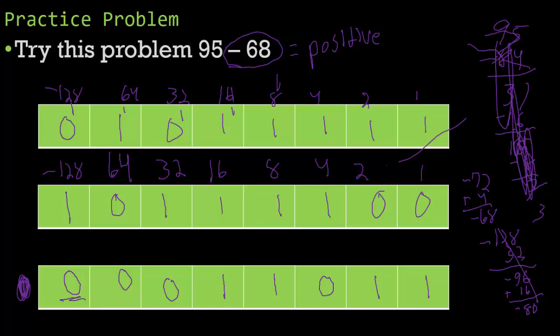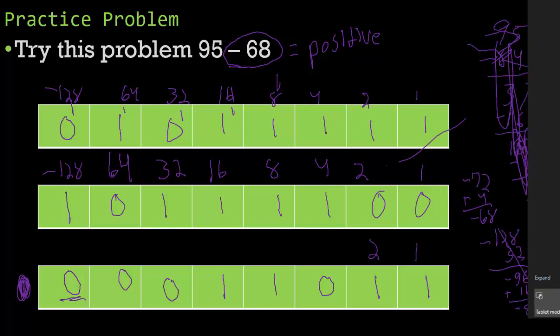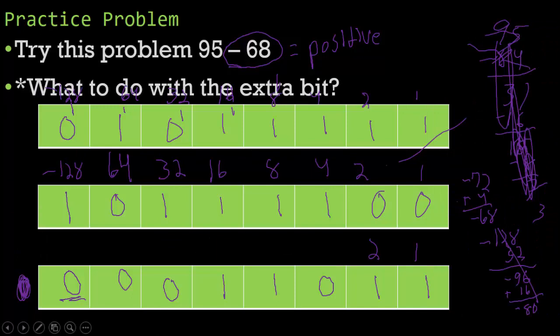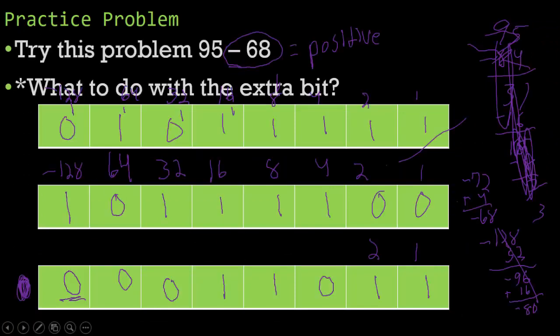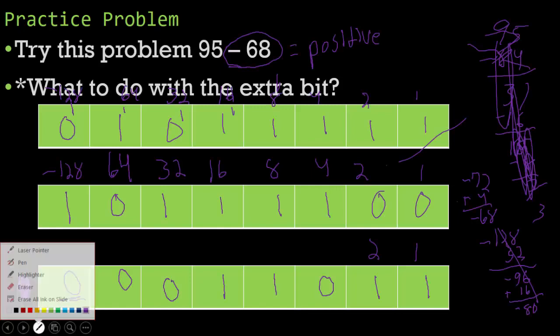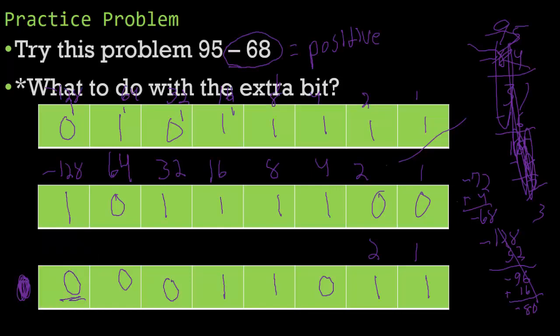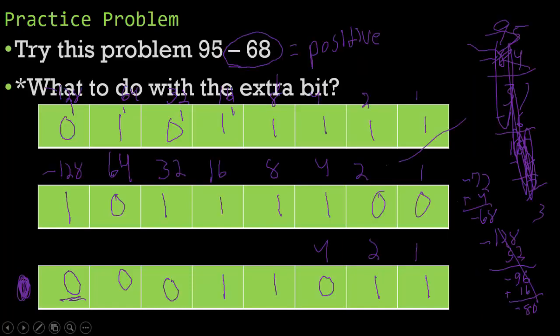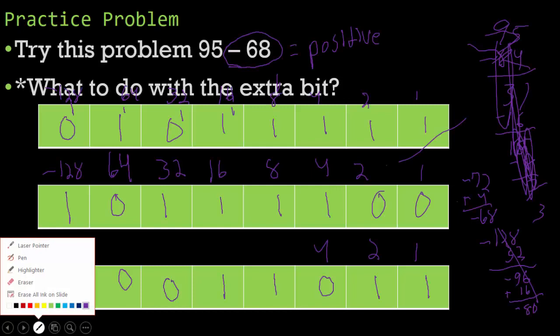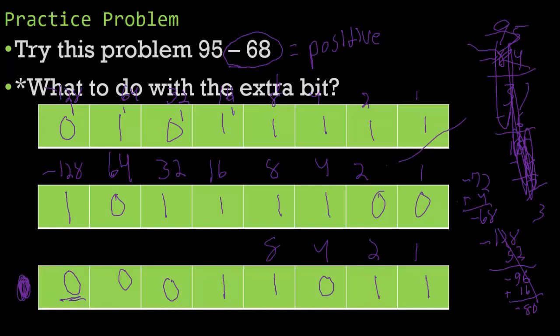Now let's work out this 95 minus 68 and see if it works. So let's write our values above here. Got to put my marker back on. Okay. 1, 2, 4, 8. Keep hitting that. I don't mean to. All right, anyway. 8, 16, 32, 64, negative 128.